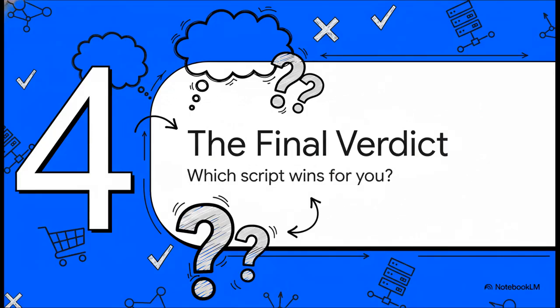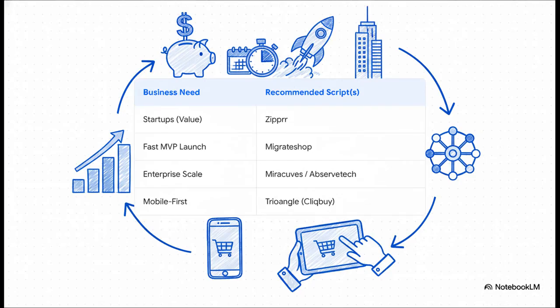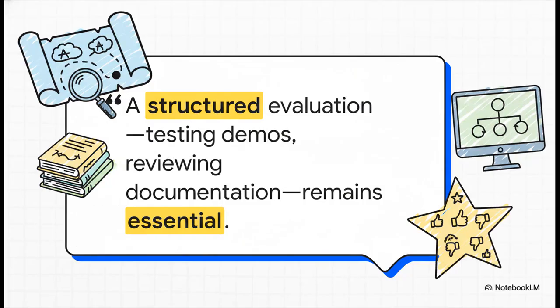So, after looking at all of these options, which one is the winner? Which script is the one you should choose? Well, the single most important takeaway is this. There is no one best script. It all comes down to what you need. Are you a startup on a budget? Zipprr is probably your best bet. A huge, well-funded enterprise? You're looking at Miracuves or Abservetech. Need to launch a quick test next week? Migrateshop is your answer.